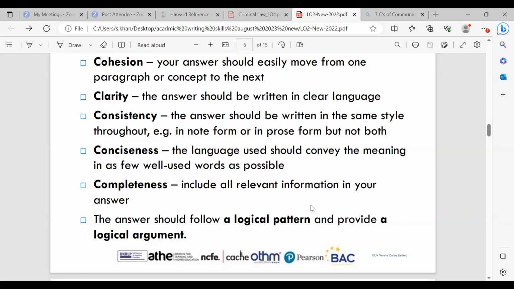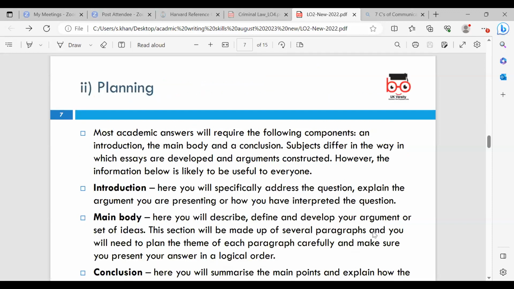So you need to make sure you're able to use the same style throughout your essay. Conciseness, so the language used should convey the meaning in as few words as possible. Completeness, so include all information in your answer, and the answer should follow a logical pattern and provide a logical argument.